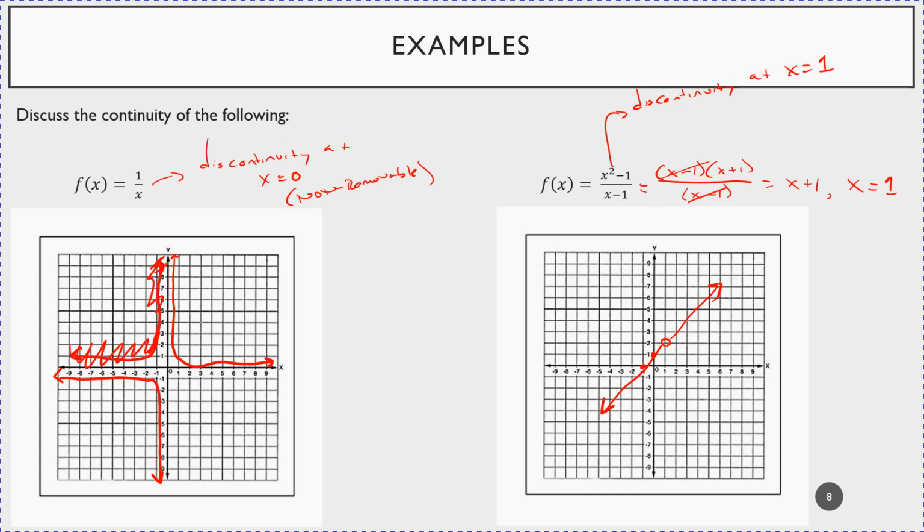So I could redefine this by just saying, hey, let's have f of 1 is equal to 2. So this is a case of removable discontinuity. Non-removable, you can't redefine the discontinuity, but removable, you absolutely can redefine the discontinuity. Let me show you a function that maybe has both, some removable and some non-removable discontinuity.